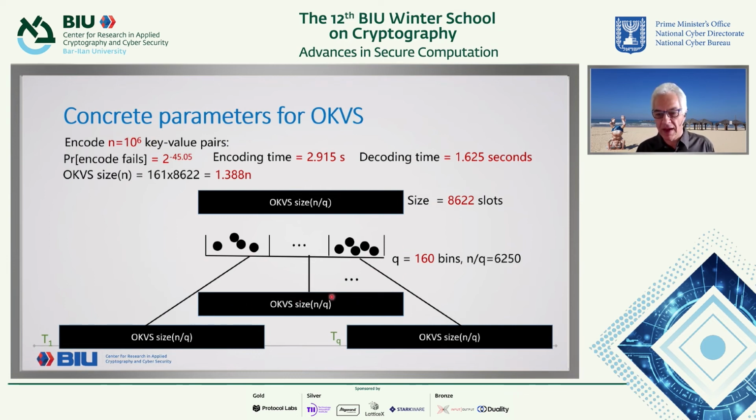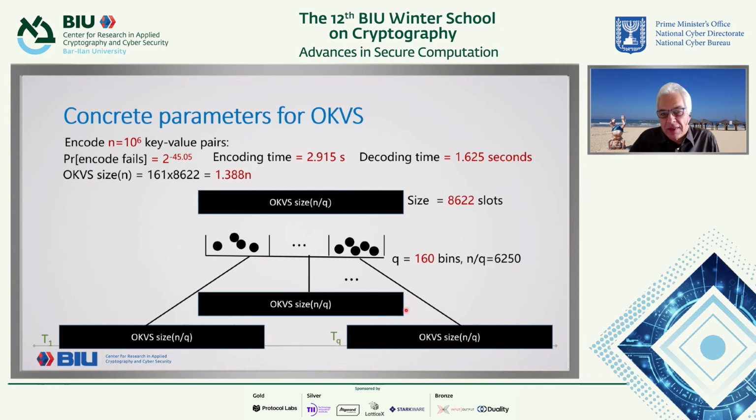We have at the bottom 160 bins. So on average, each bin is going to have 6,250 items mapped to it, but we make each bin this large. Why did we make it this large? Because we ran experiments on these small bins, verifying a failure probability of something like 2 to the minus 15, 2 to the minus 20, which is very easy to verify.